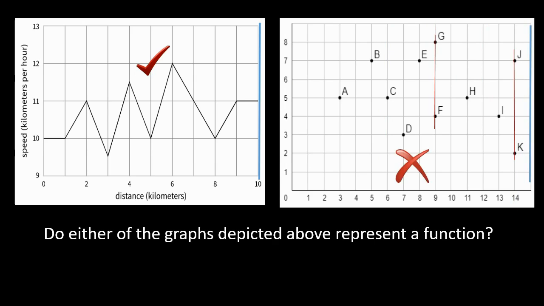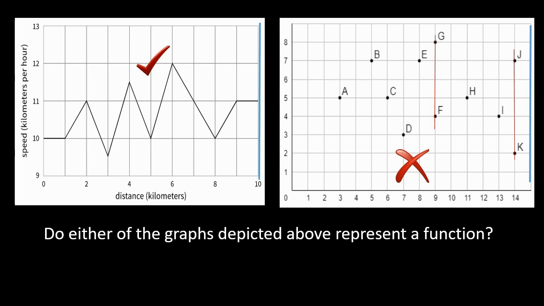There are two instances where the line hits two points at the same time. G and F have the x value of 9. They both have different y values, one being 8, the other being 4. There's a second instance as well. At the x value of 14, J and K are both there, both with different y values. J has a value of 7, and K has a value of 2.